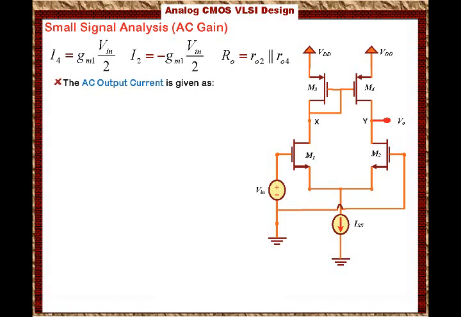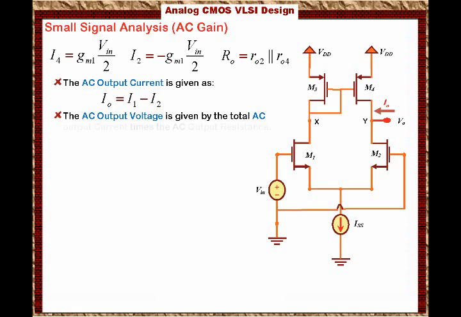So now I can tell you what's the output current going into the output of the amplifier. It will be the current from the top, which is I1, minus the current from the bottom, which is I2. So we can say that I out will equal I1 minus I2. Now we can say that the AC output voltage is given by the AC output current times the AC output resistance. Then we can state that V out equals I1 minus I2, that's basically IO, times capital RO, which is the AC output resistance.